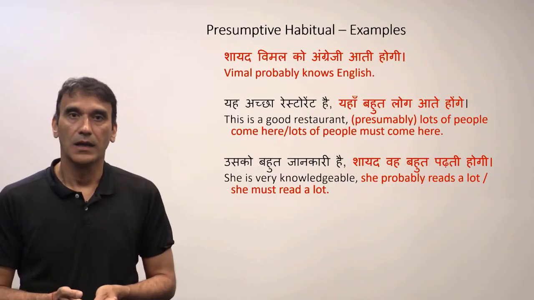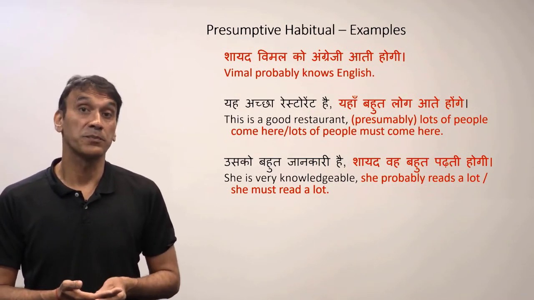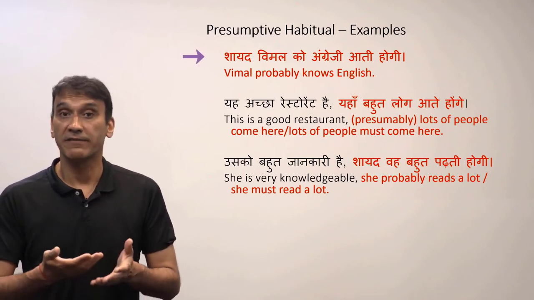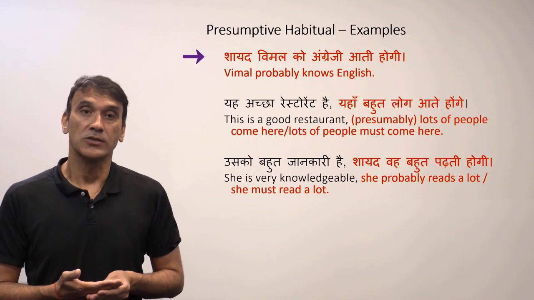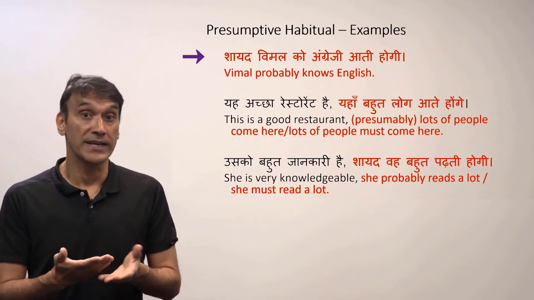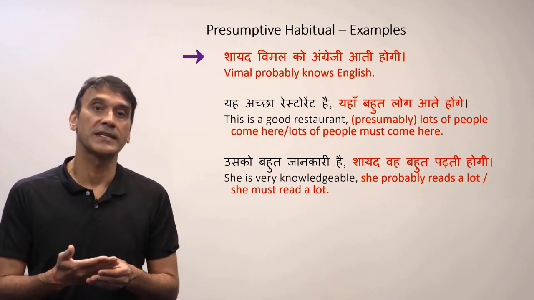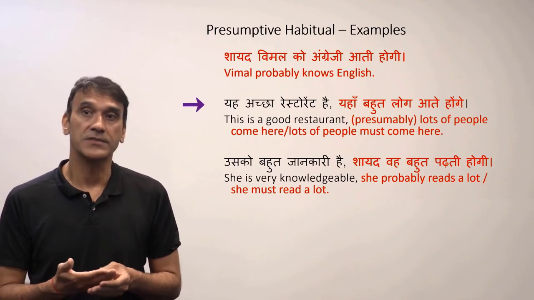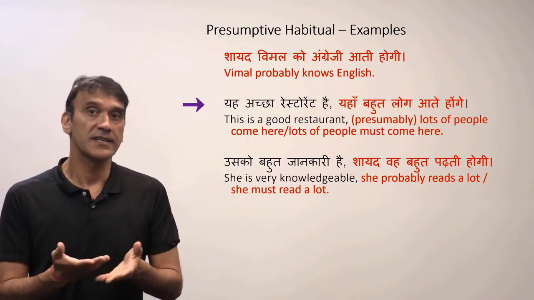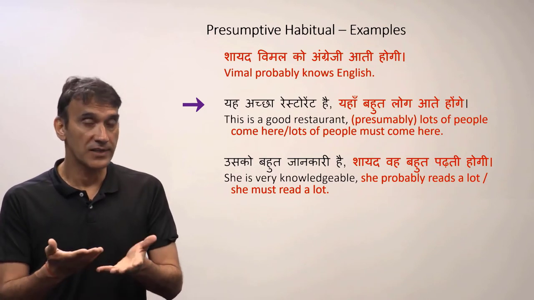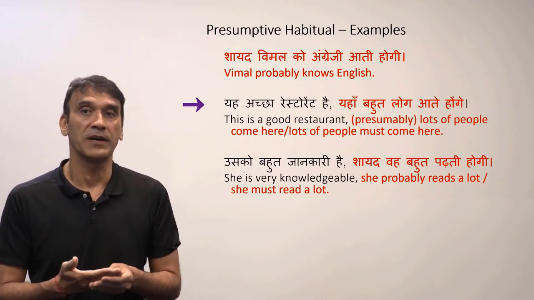So let's take a few more examples of presumptive habitual action. Shayad Vimal ko Angrezi aati hogi. Vimal probably knows English. So the speaker does not know whether Vimal knows English or not, but he presumes that Vimal knows English. The next one, ye achha restaurant hai, yahan bahut log aate honge. This is the same sentence we took before. It's a good restaurant, presumably a lot of people come here.